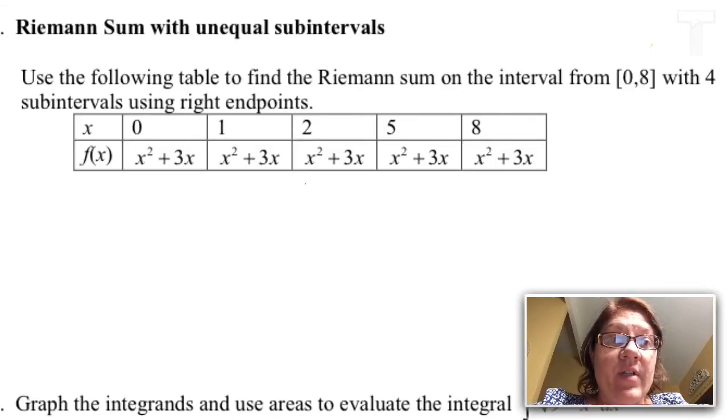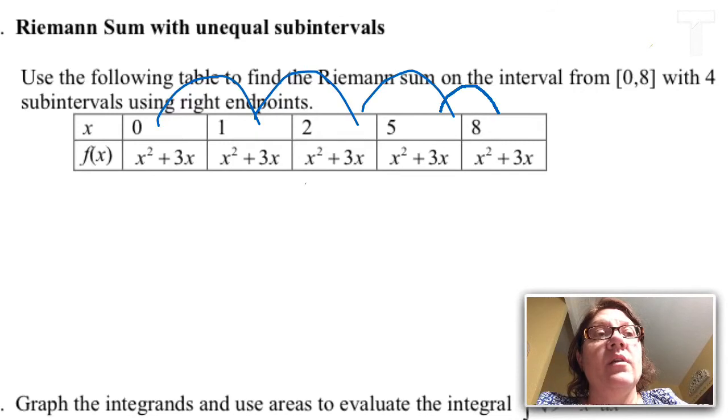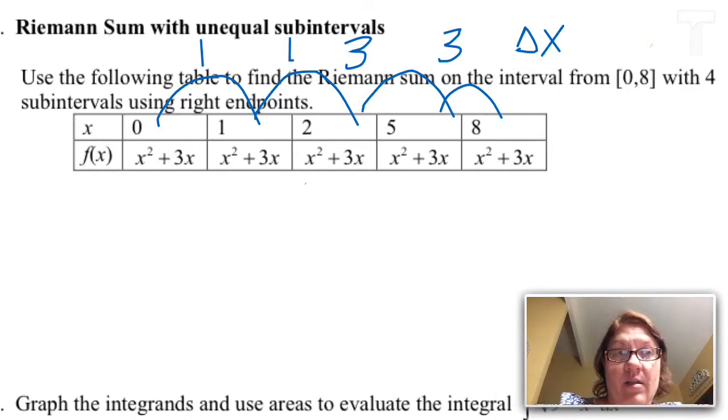So on this next one, this is what I was talking about when I said that the AP test likes to use the tables and that you need to pay attention to what's happening with your x's. And so when I look at this, I see that first it's going up by 1, and then it went up another 1, but then it jumps by 3, and then another 3. So my delta x is not consistent. Sometimes it's 1, sometimes it's 3.